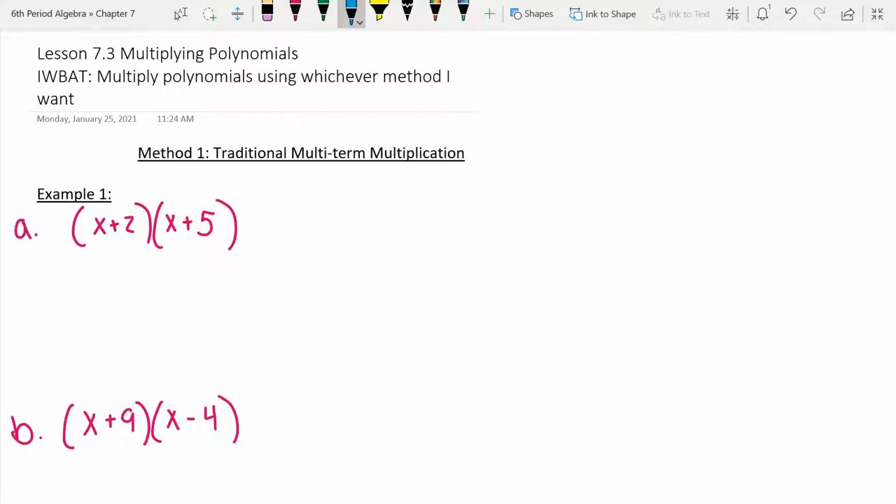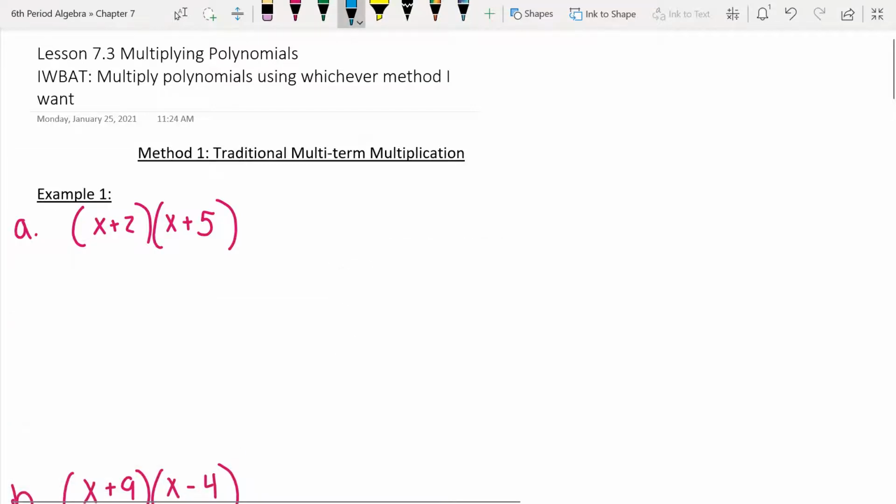So the learning objective of our iWillBot is just multiplying polynomials, whichever method you feel like. We're just gonna get going here. So our very first method, I'm calling this the traditional, and I'm calling it multi-term multiplication.